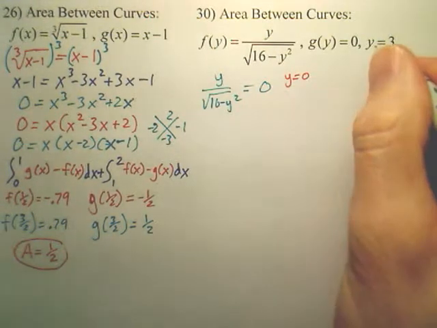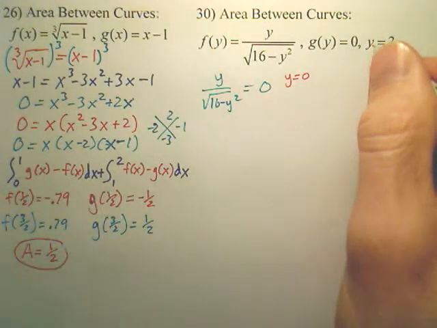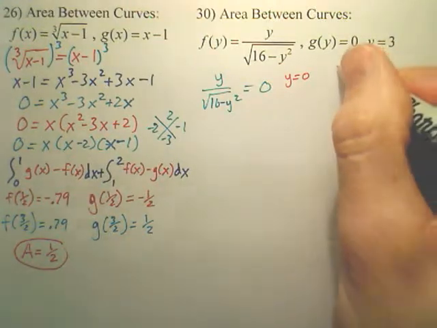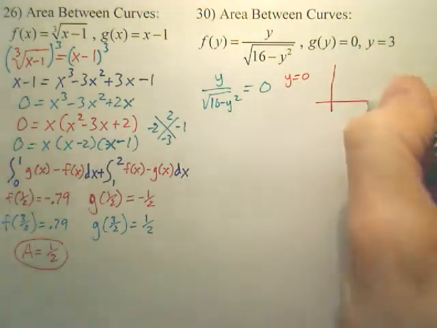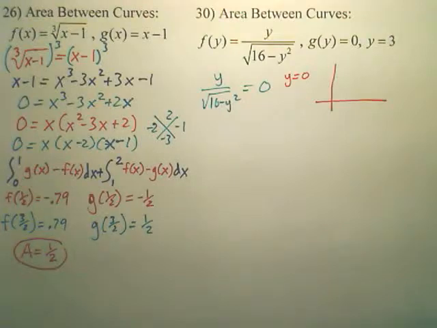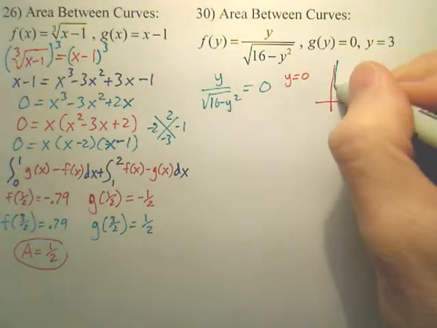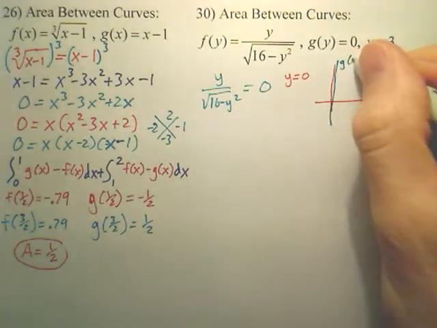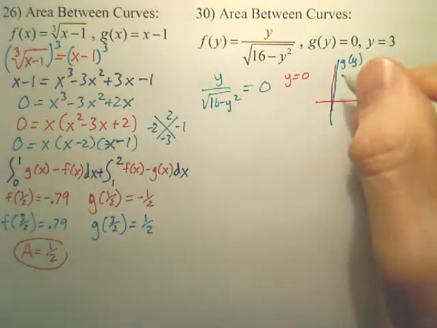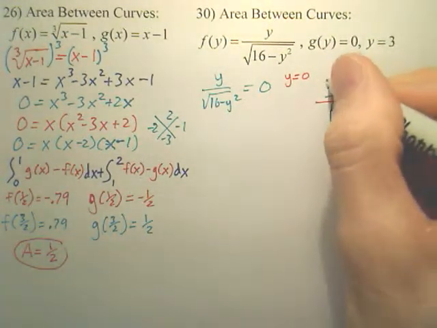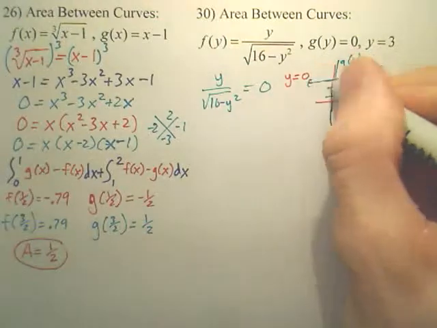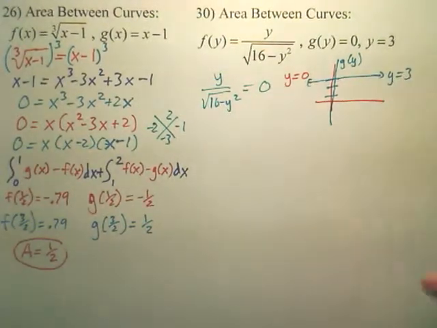And isn't it y equals 3? If that's another graph, that is your other spot where they hit. So if we do a little sketch of this, here's how this one would look like. This right here would be g of y. This right here is y equals 3.